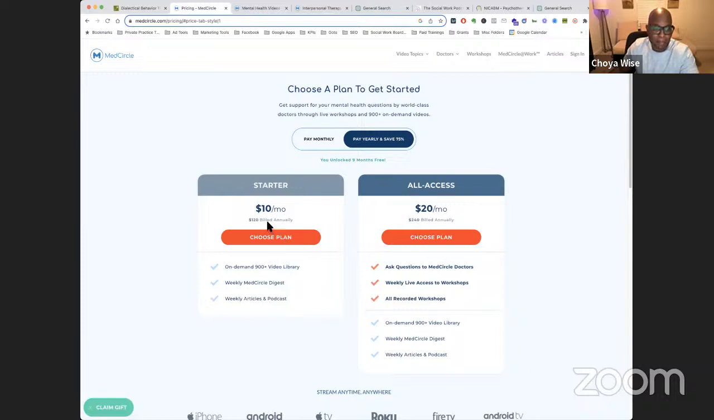Somehow I may be mixing up math here, but it ends up being only $10 a month to start a plan. This is what I'm on right here. Yeah, see, I was wondering. Look, I'm sorry, y'all, because I'm like, how did that come out to that? But pay yearly and save 75%. So for just $120, you get access to all these videos.